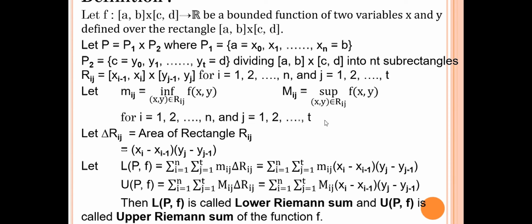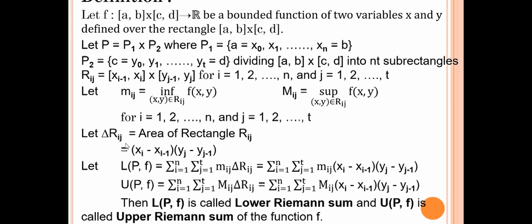R_ij is equal to [x_{i-1}, x_i] across [y_{j-1}, y_j], where i is from 1 to n and j is from 1 to t. So first of all, we have to consider m_ij. What is m_ij? It is nothing but the infimum of the function over the subrectangles, and capital M_ij is nothing but the supremum of the function over the subrectangle R_ij, for i from 1 to n and j from 1 to t.